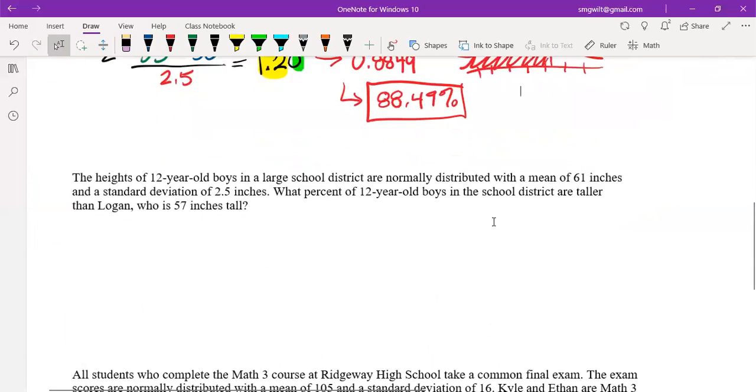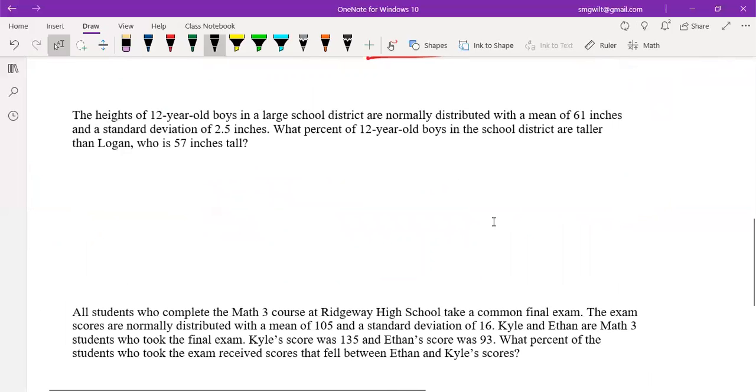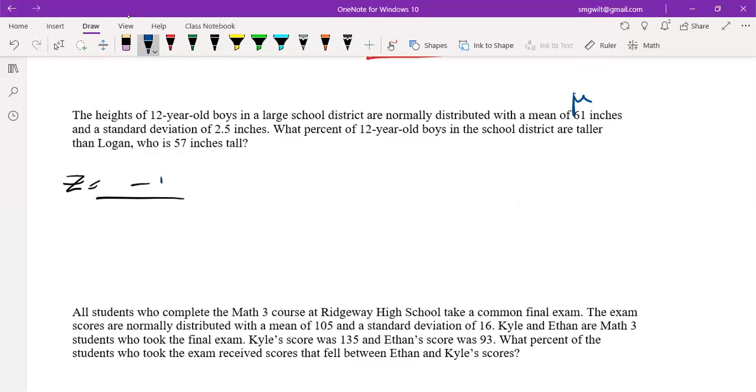The next question, we're talking about boys now, and we're going to find the z-score of a boy. The heights of 12-year-old boys this time in the large school district are normally distributed with a mean, so a mu, not a sigma, of 61 inches. So we've got 61 that we're subtracting from the height that we're given. And a standard deviation of also 2.5 inches, so sigma is 2.5. That's our denominator.